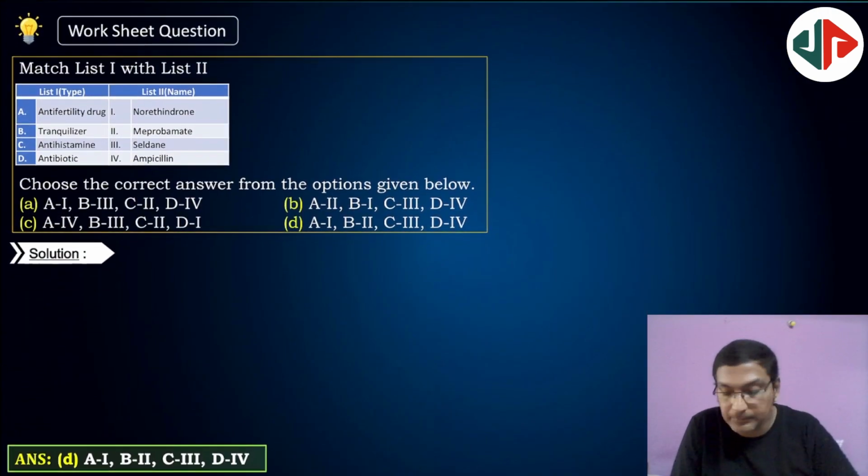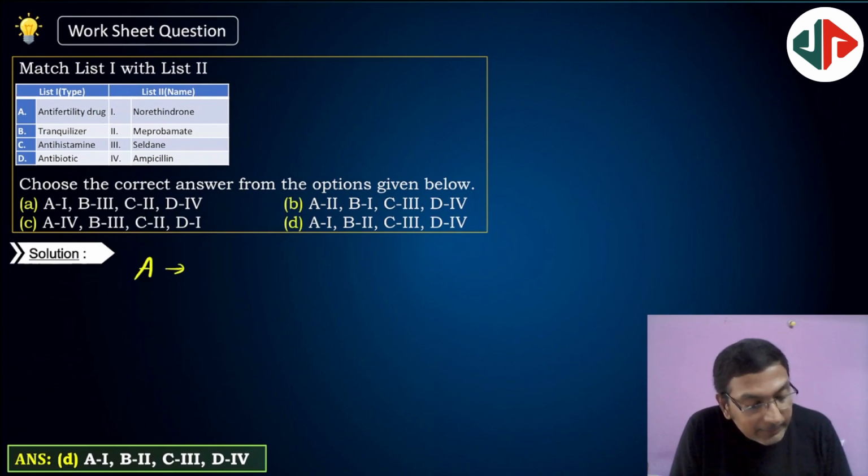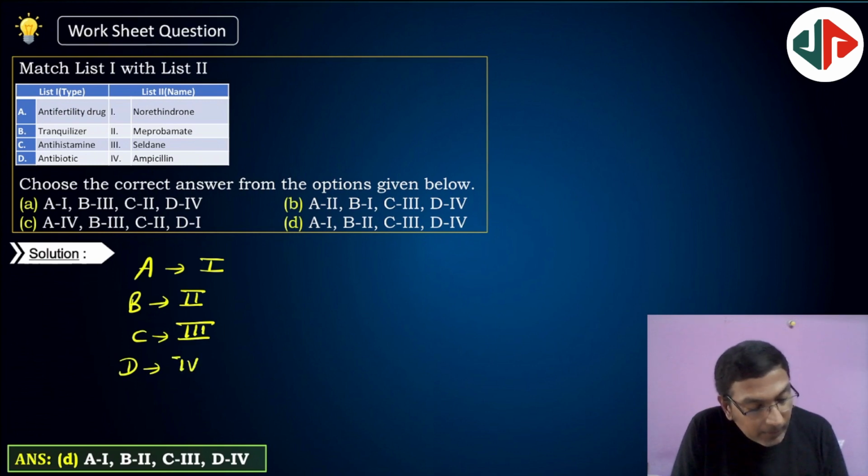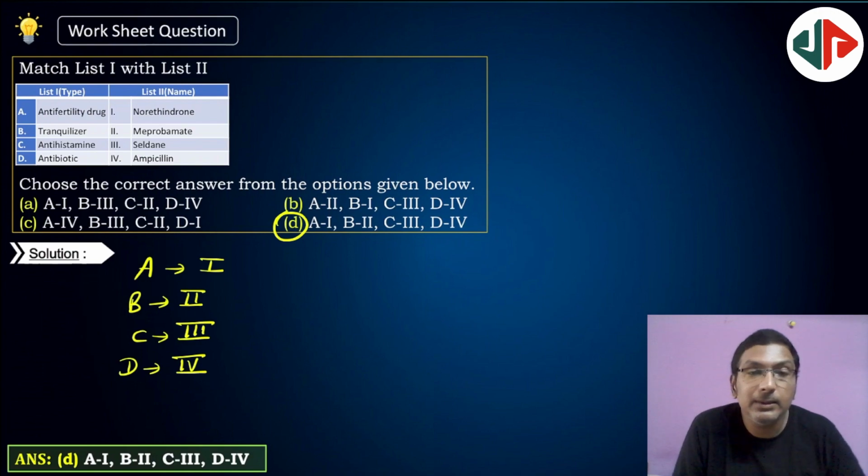Here matching. So first anti-fertility drug, which is norethindrone, A1. B tranquilizer. Tranquilizer means 2, meprobamate. See antihistamine, 3, Seldane, and D is antibiotic, 4, ampicillin. So 1, 2, 3, 4, option D. Just examples only.